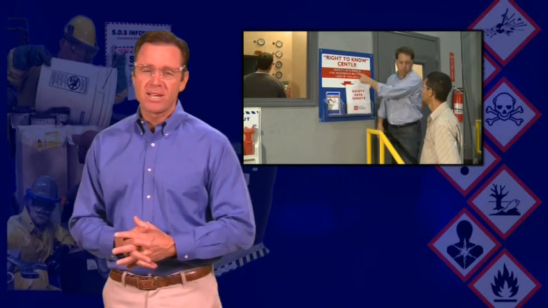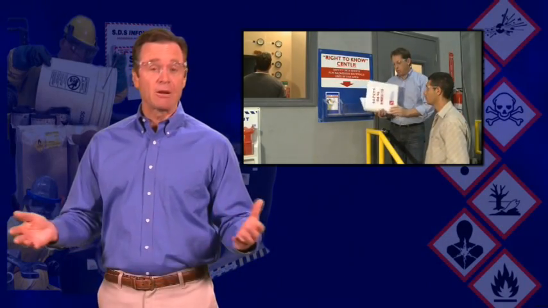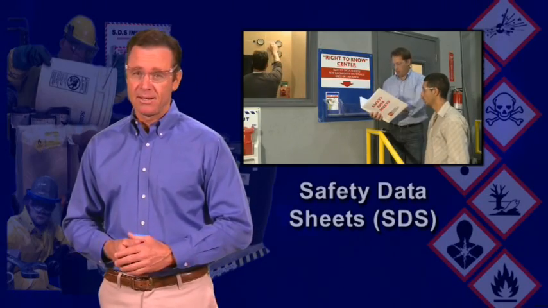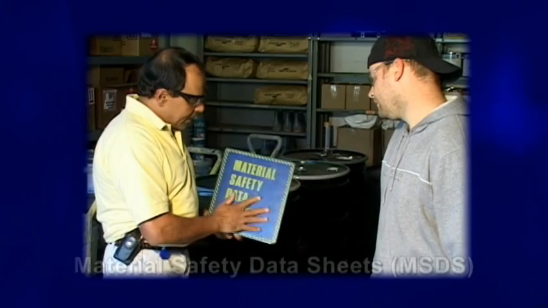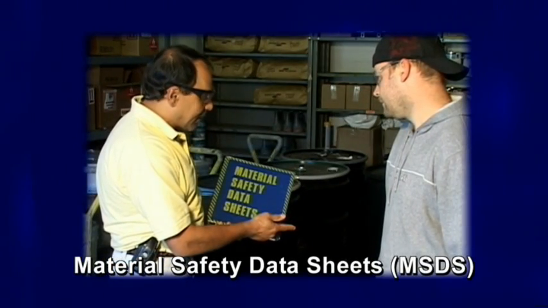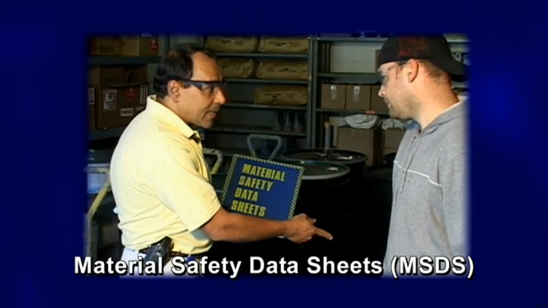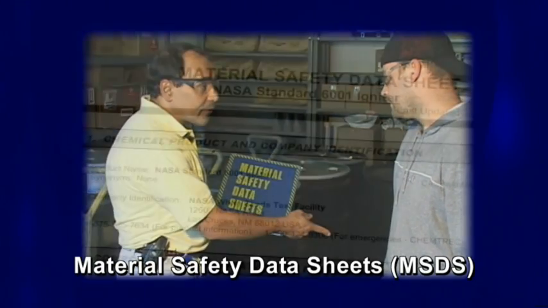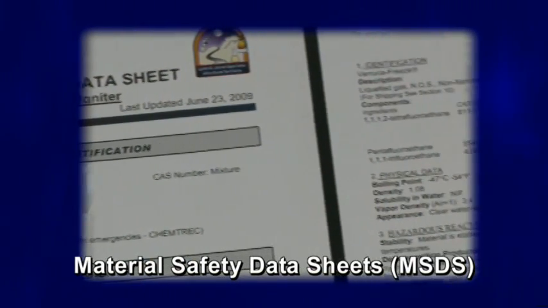Let's now turn our attention to the other primary source of information on chemical hazards and how to protect yourself from exposures: safety data sheets. You may be familiar with material safety data sheets, or at least have heard of them. Required by OSHA's original hazard communication standard, they have been the comprehensive source of safety information about specific chemicals.